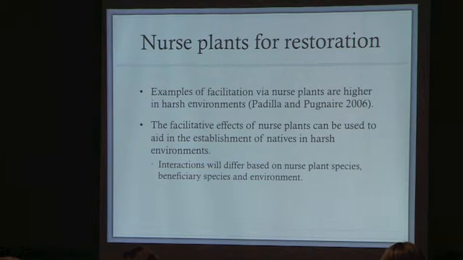So we wanted to look at using nurse plants for restoration. The examples of facilitation via nurse plants are usually higher in areas where the environmental conditions are harsher. And we wanted to look at how those facilitative effects could be used on the ranch in areas that are harsh environments where we have a difficult time establishing natives. But the interactions are complex and will definitely differ depending on the species of nurse plant that we use, the beneficiary species we use, and the environment in which they're planted.